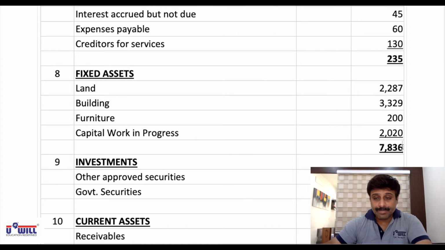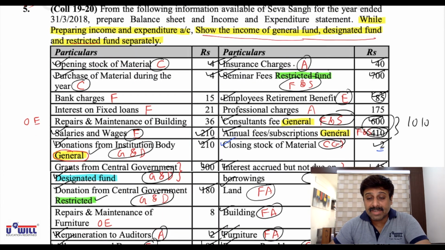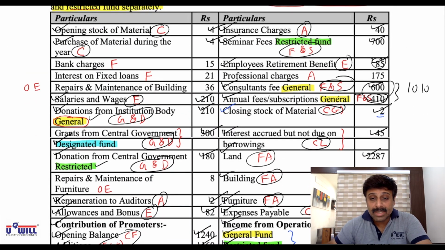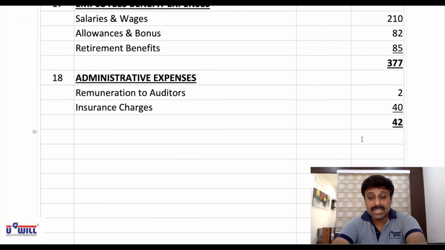Okay. So administrative expenses are all done. There is no other item marked as A, verified properly. Okay, one more is there. Professional charges are there of 175. Professional charges 175. Okay, professional charges 175.